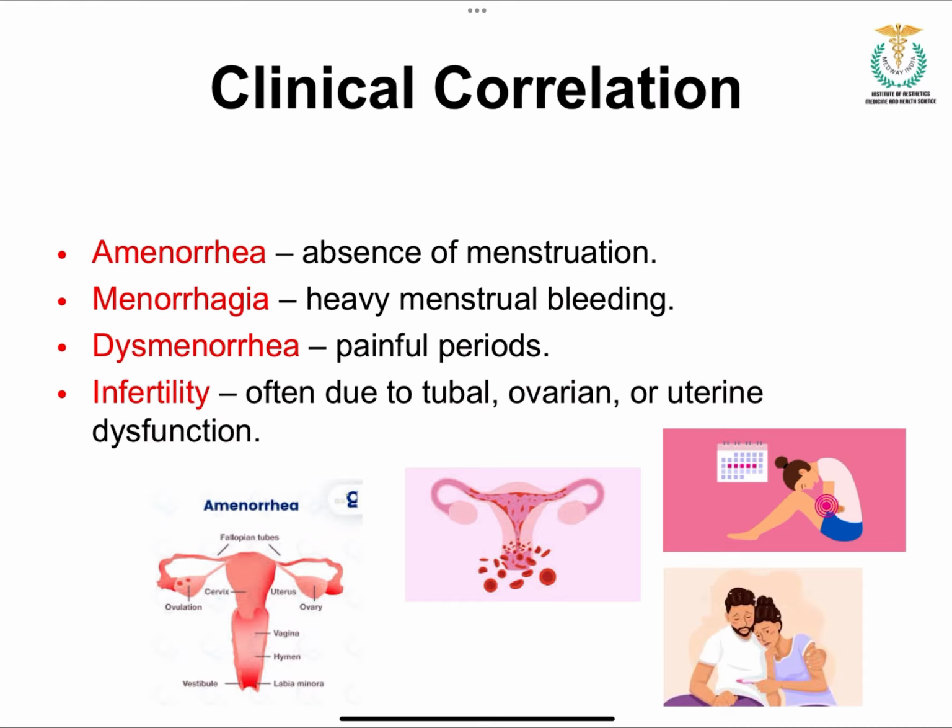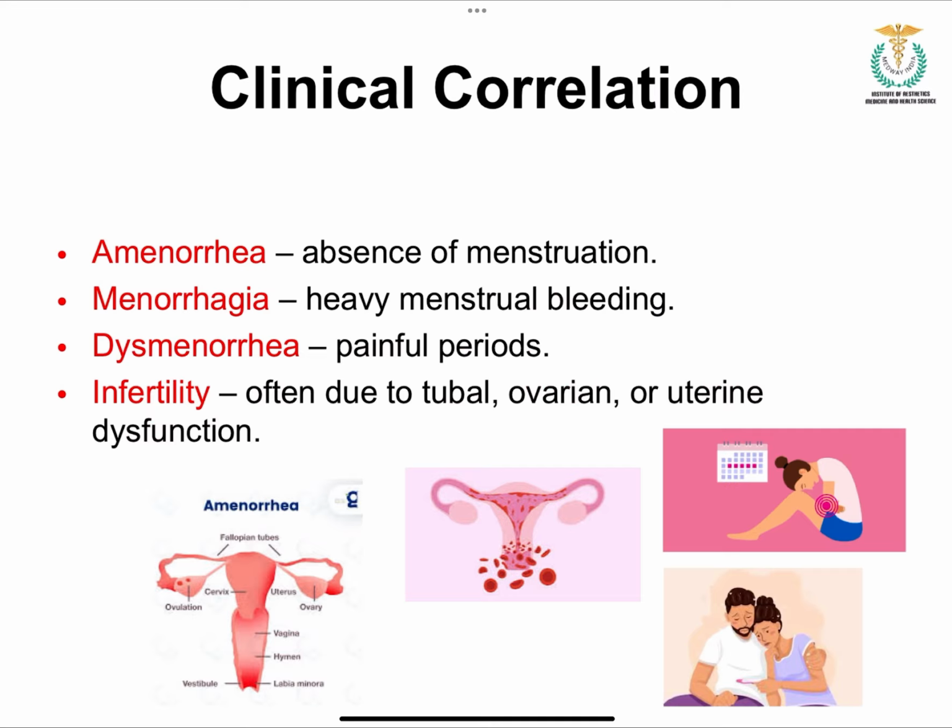So if there is any anatomical deformity in the female reproductive organ or tract, or if there is any physiological deformity in the female genital tract or organs, these things can lead to conditions like amenorrhea, menorrhagia, dysmenorrhea, and infertility. These are the most common clinical OPD cases which we can correlate with the clinic.